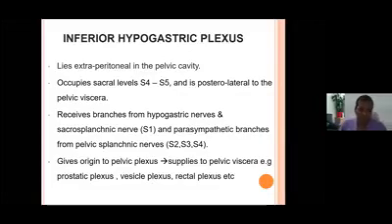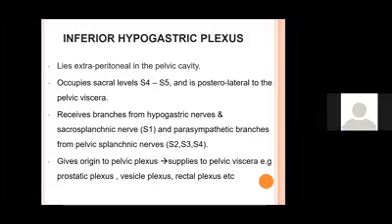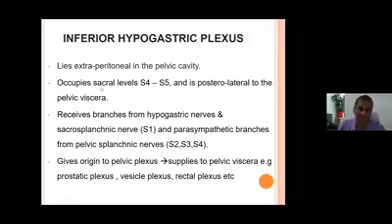Thereafter, we have also discussed the inferior hypogastric plexus, which is less important for pain specialty, but its structure is extraperitoneal, not intraperitoneal. It occupies the level of S4, S5 vertebra, lying posterior and lateral to the pelvic viscera and the rectum. It receives branches from the hypogastric nerve and from the pelvic nerves, especially S2 to S4. It gives rise to the pelvic visceral plexus.